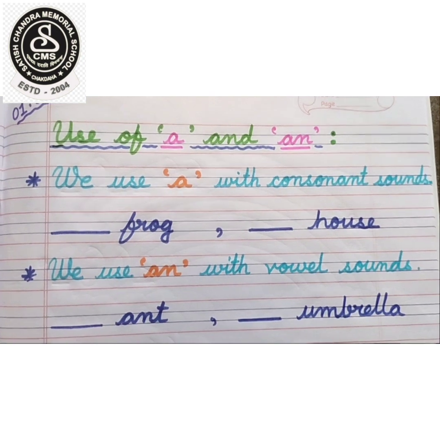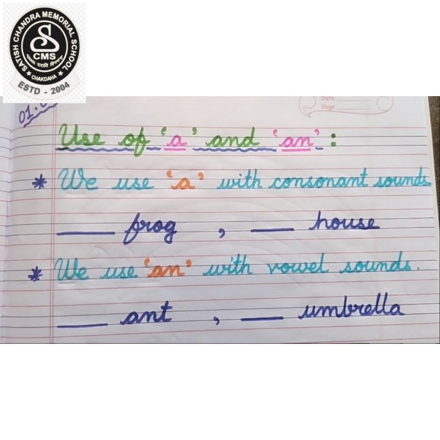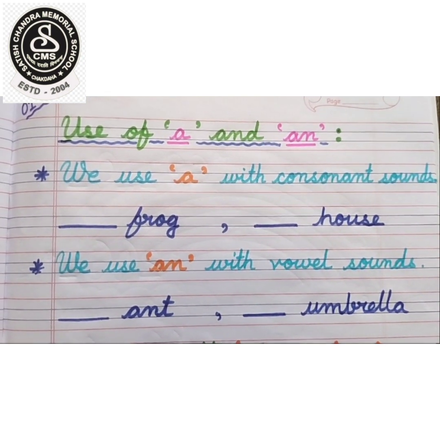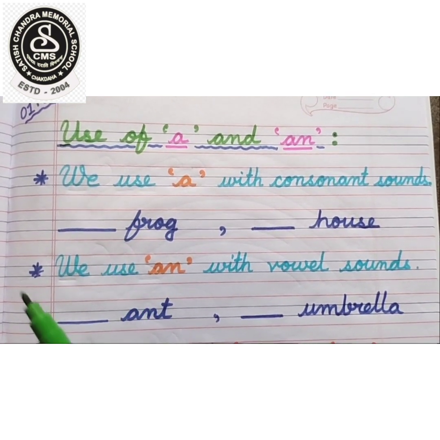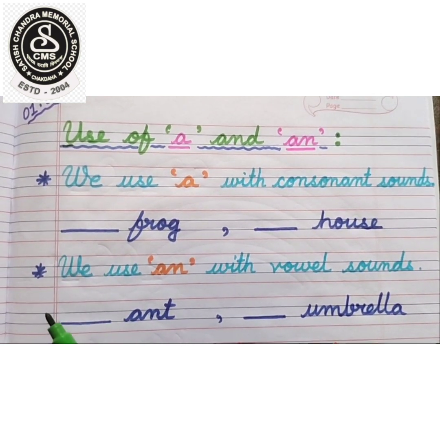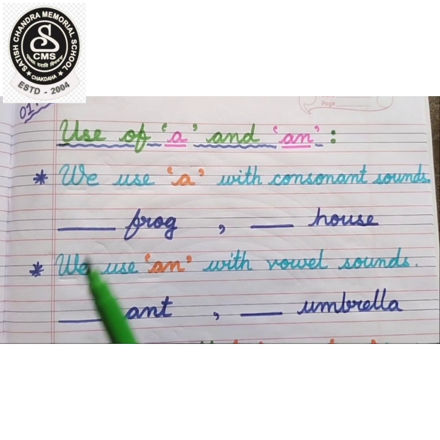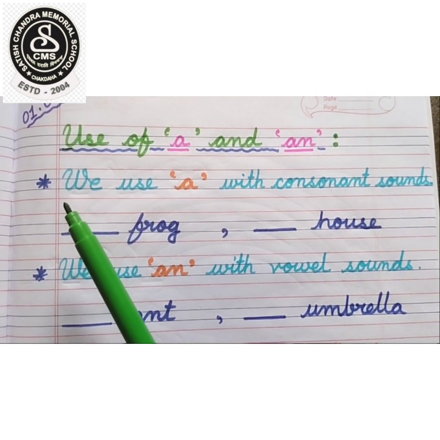At first, children, we will learn where to use a and where to use an. So here I have written two important points. See, I have star marked these points. What I have written? Now let us read it together.